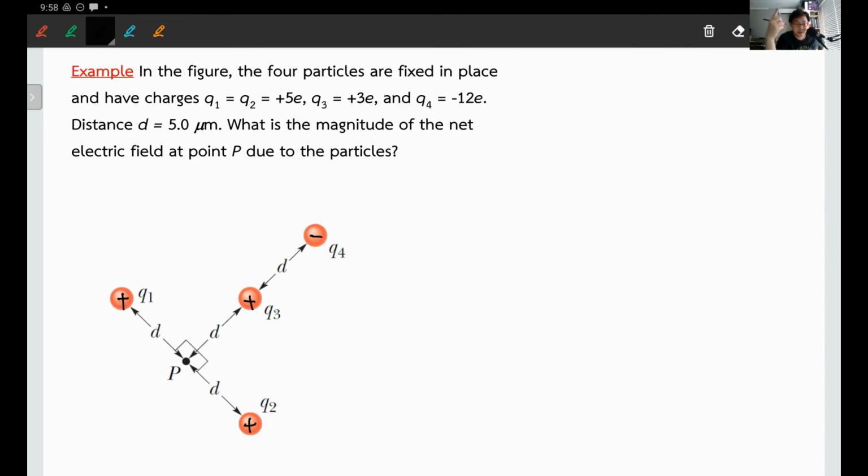If we follow all the steps that we have been doing, let's start from Q1. You are standing at point P, looking at Q1. Q1 is positive, so it's going to generate an electric field pointing away from it. It's not exactly to the right, it's diagonally down a little bit. That's the green arrow there. Now you're standing at point P, looking at Q2. Because Q2 is also positive, it's going to generate an electric field pointing away from it.